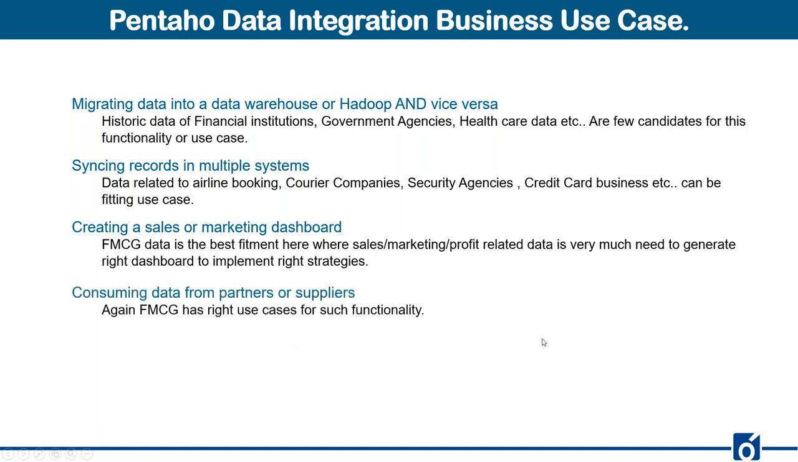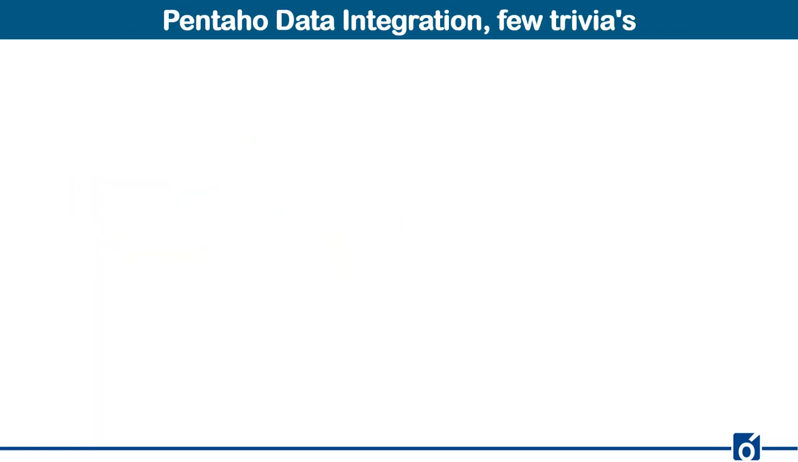Consuming data from partners. Again, I think without discussion we can say that FMCG can be considered a very good candidate, because in FMCG we need to read the inventory, and we need to read the orders from other sources and other databases. So again, FMCG is a good candidate. There are a lot of other businesses also, but this is something we can imagine very easily. So these are a few use cases out of so many to understand the business capability, business solution, business problem solving capacity of Pentaho.